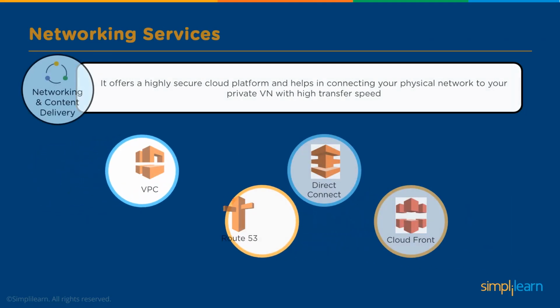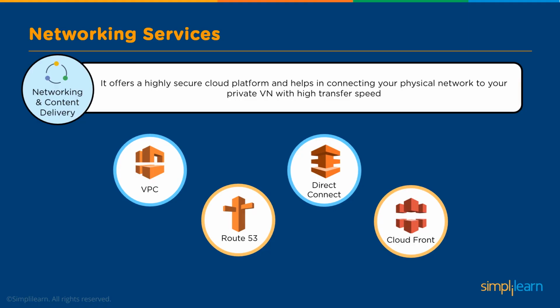Now coming to the networking services, it offers a highly secure cloud platform and helps in connecting your physical network to your private virtual network with high transfer speed. Some of the services in networking and content delivery are VPC, which is a virtual private cloud, a very important service in order to make your applications or services more secure. Route 53, which is a DNS mapping service. Direct Connect, which directly connects the AWS services with your data centers. And CloudFront, that is basically a content delivery service.